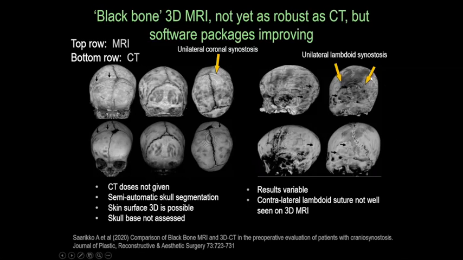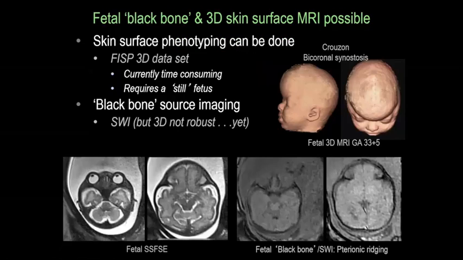In this particular case, for example, of unilateral lambdoid synostosis, you really can't see either suture very well, and yet you can certainly see the normal lambdoid on CT. Again, skull base is not assessed on these. Fetal black bone and 3D skin surface MRI is possible.